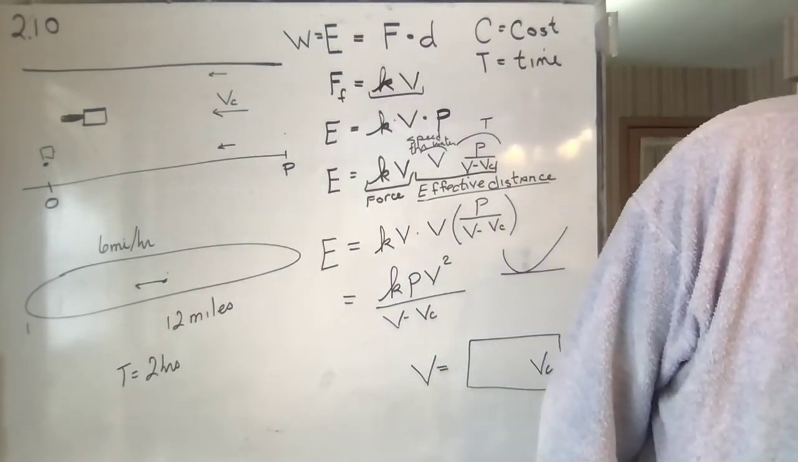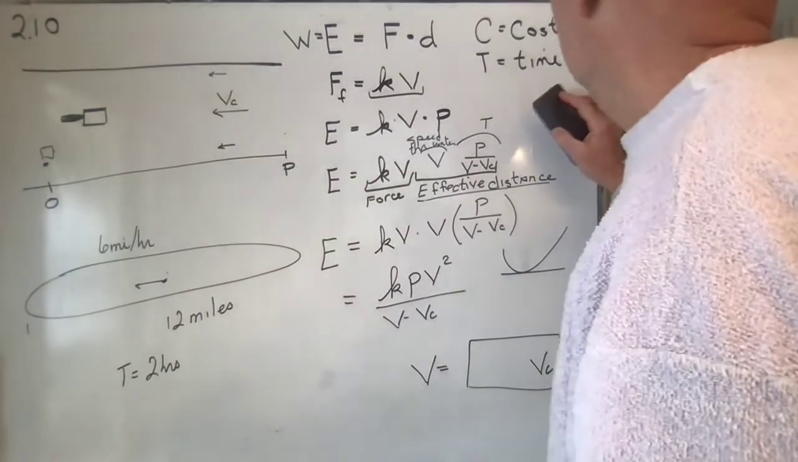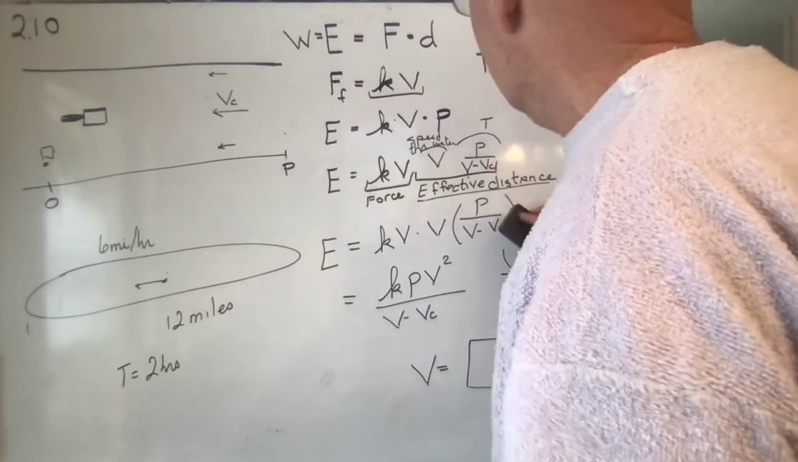Then the next thing, this is problem Roman numeral 4 now. Roman numeral 4 says, well, let's go back to cost again.